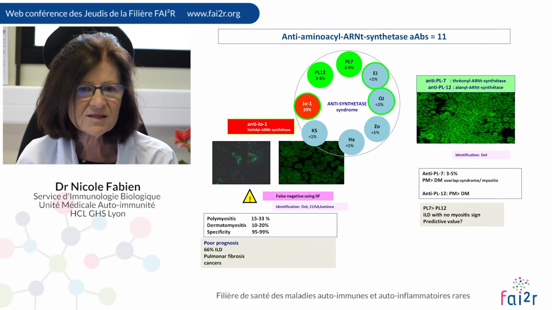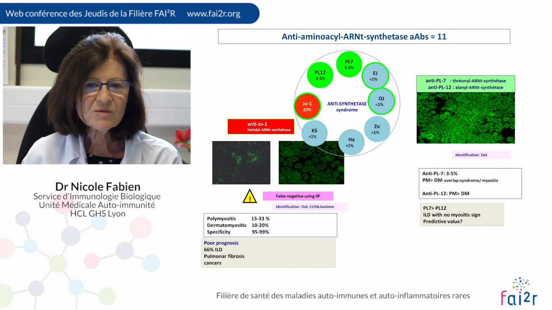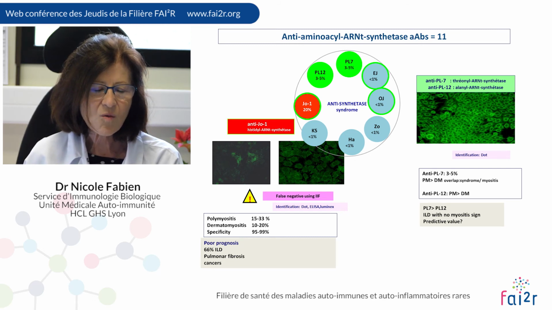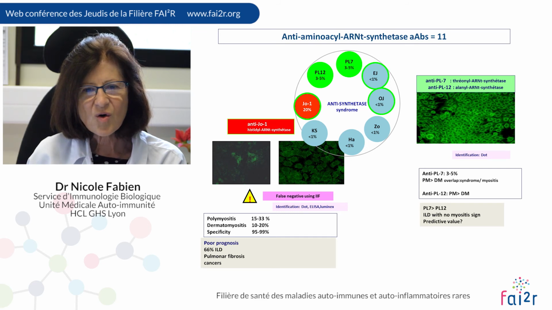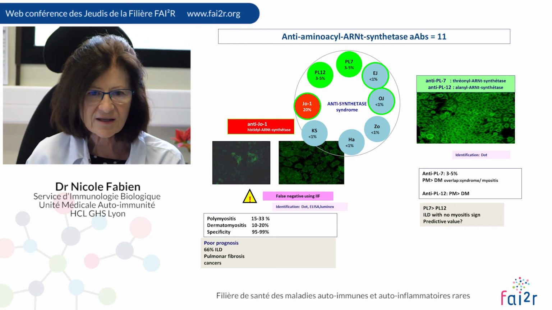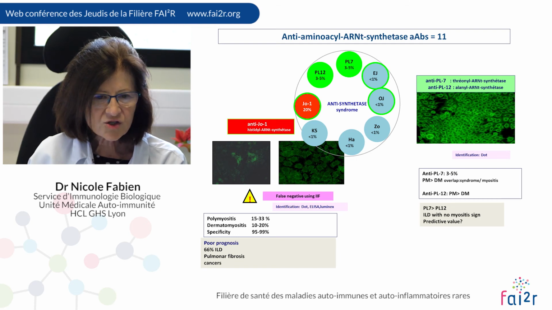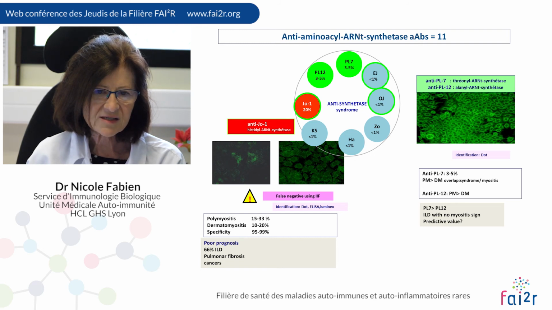For the anti-amino acid tRNA synthetase, we demonstrate that 11 can be detected, but the major ones are anti-Jo1, anti-PL12, and PL7, as the others give a poor sensitivity because of the techniques. We don't have a really performant technique to detect them. For anti-Jo1, just to know that we can have false negatives using IF, so you have to ask for them, namely when you have a suspicion of myositis.